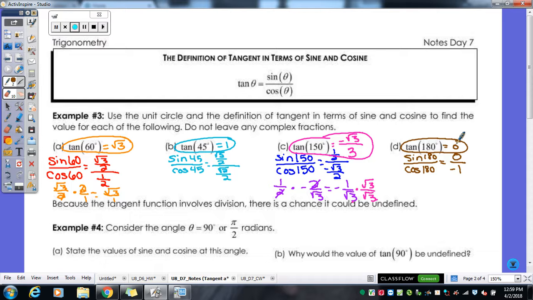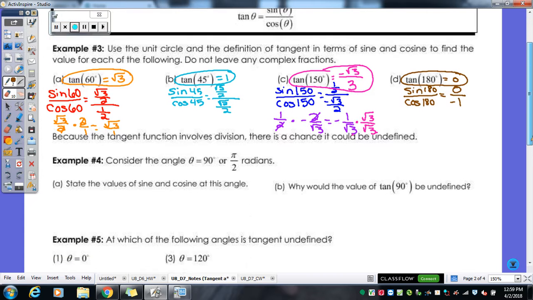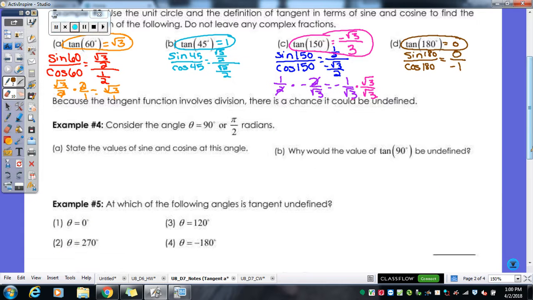Because the tangent function involves division, you can sometimes end up with an answer that's undefined. So let's take a look, for example, at 90 degrees, or pi over 2 radians, whichever one you want to call it. What is our sine value of 90? 1. What is our cosine value of 90? 0. So when I go to do tangent of sine over cosine, I would have 1 over 0. Can we divide by 0? No. So this ends up being undefined because you cannot divide by 0.